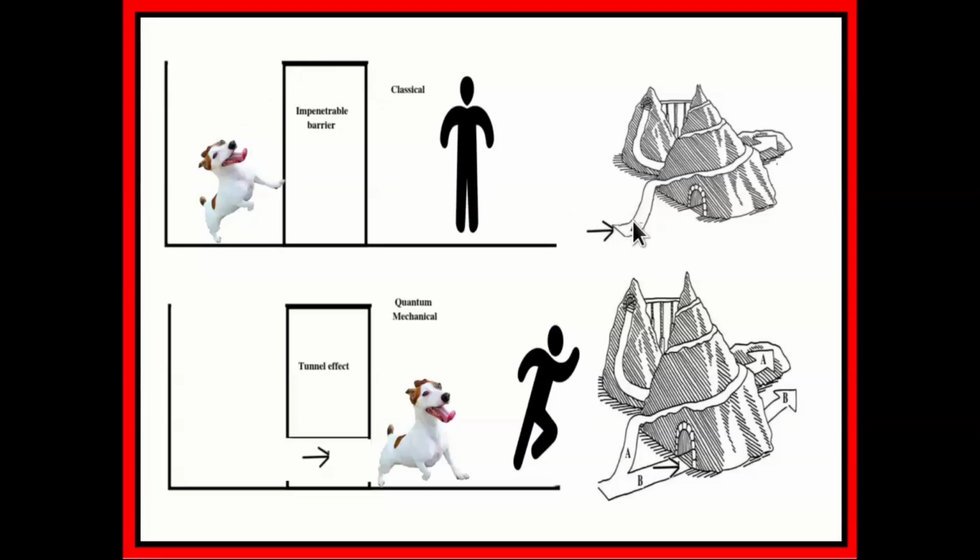We have to go around, climb over, and then go to the other side. But the quantum mechanical picture is that the dog can literally make a tunnel through the barrier and go to the other side and try to catch the. Similarly, we have here a tunneling possibility to go to the other side.